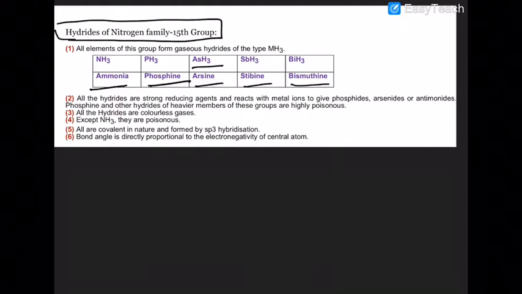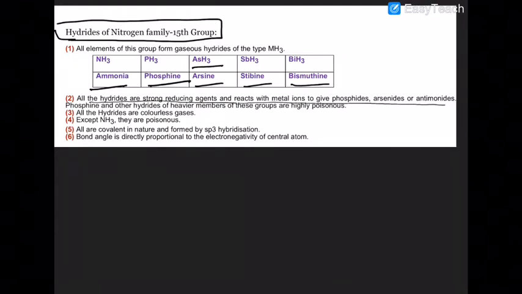Hydrides of group 15. Number one property. What is the number one property? All the hydrides are strong reducing agents and react with metal ions to give phosphides, arsenides, and antimonides.